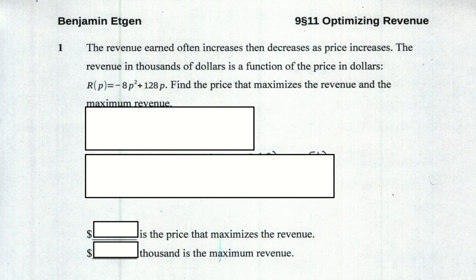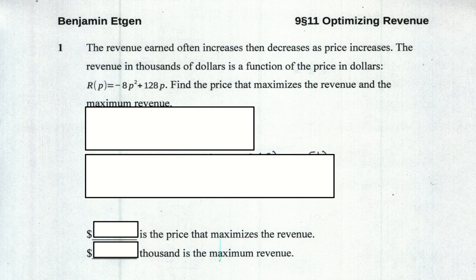In other words, they're buying less as the price is going up and the revenue starts to go down again. So this is a downward opening parabola. Now, something else that's going on here is the notation that we're using, and what we're using with our variables. So let's take a look at the second sentence.